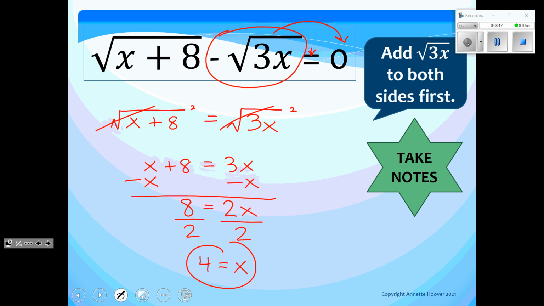Let's see if that checks out up here in the original equation. If x is equal to 4, we would have the square root of 12 minus, and we have 3 times 4, which is 12, minus the square root of 12 is equal to 0. It does check out.